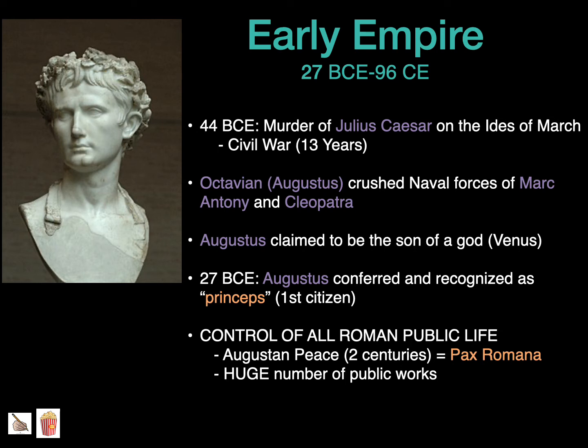Control of all Roman public life. Augustan peace, which lasted 2 centuries, meant Pax Romana. That's the term they used to describe that peace. Augustus, with his truly combined military might, institution building, and lawmaking, became Rome's sole ruler. He laid the foundation of the 200-year Pax Romana, Roman peace, and an empire that lasted in various forms for nearly 1,500 years. There were also a huge number of public works that were made.